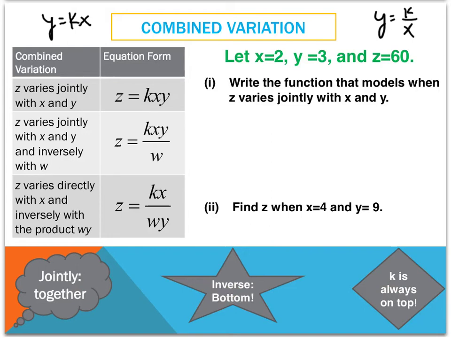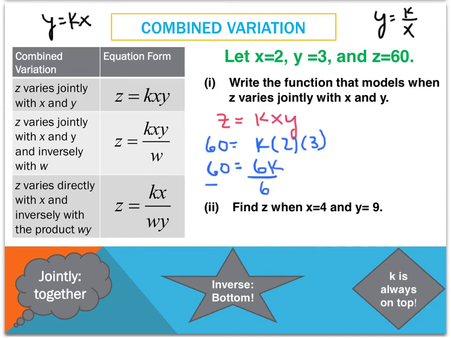So let's say we have x equal to 2, y equal to 3, and z equal to 60. And we are told that we want to write a function that models when z varies jointly with x and y, and we have to have our constant of variation. Well, we have all of our unknown values other than k, so we have 60 equals k times 2 times 3, which is 6. So solving for our constant of variation here, k is going to be 10, which means the function here is going to be z equals 10 times xy.